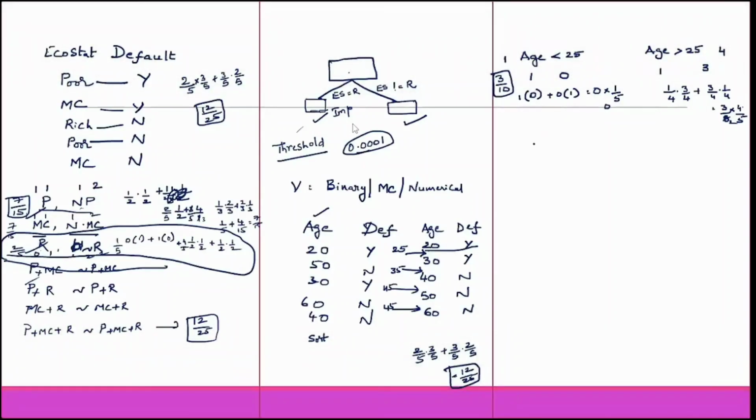But think of the second one, age less than 35 versus age greater than 35. This is the second workout. Right? There are 2 observations here. There are 3 observations here.